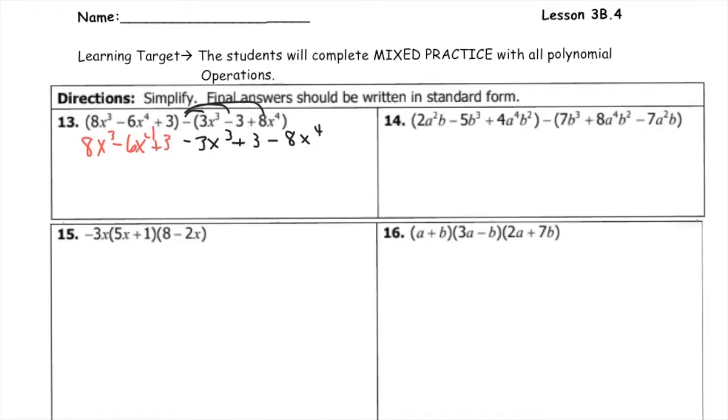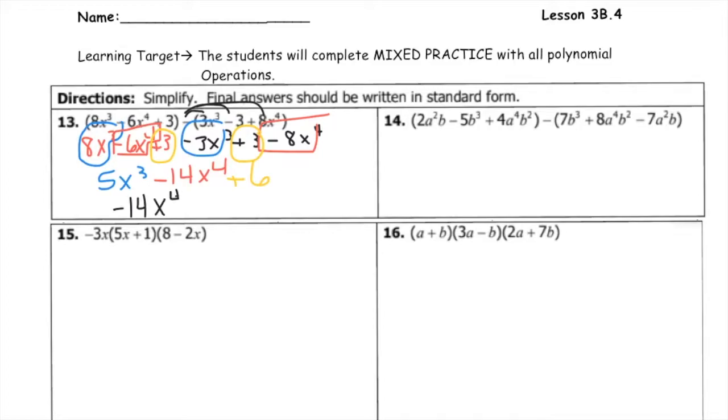Okay, now you're just going to combine your like terms. So it's going to be 5x cubed minus 14x to the 4th. Then we have +3 and +3, so that is +6. Always write your answer in standard form. So here you go. That's the answer.